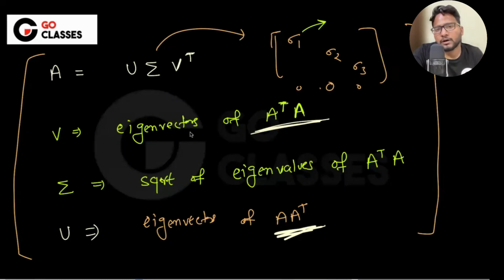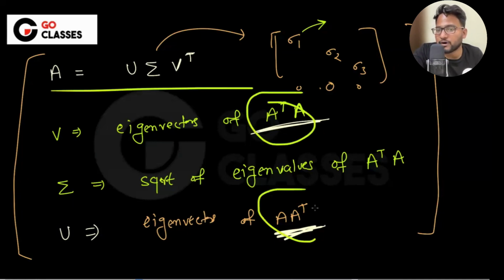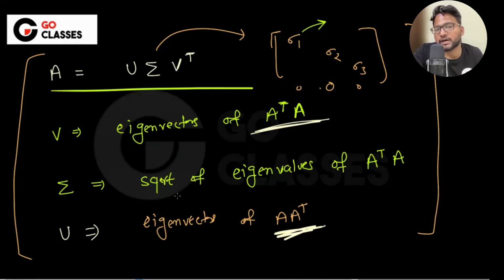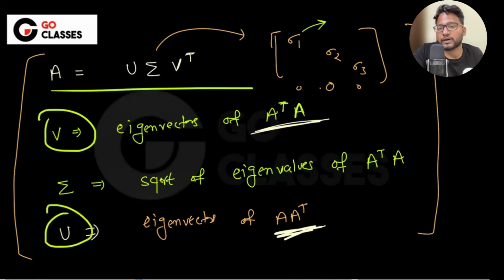So thank you everyone. Just a humble request that you try this layout once again. Write A like this. Try to find out what is A transpose A. Try to find out what is A A transpose, and see if the dots are getting connected, in the sense that V is actually the eigenvectors of A transpose A, and U is actually the eigenvectors of A A transpose, like this, right?